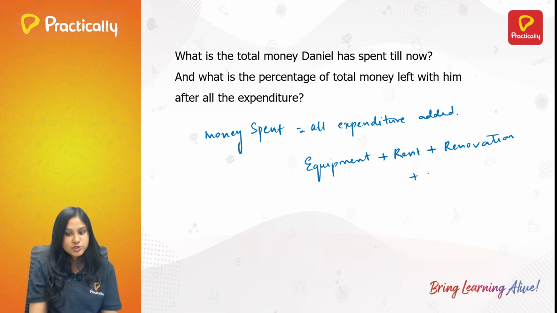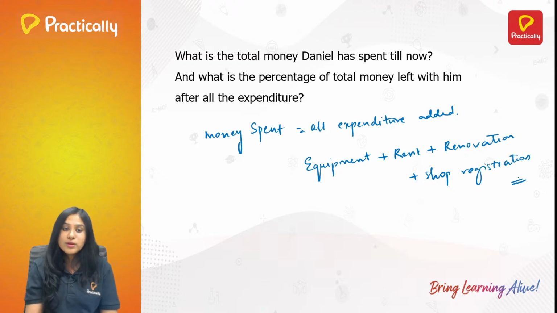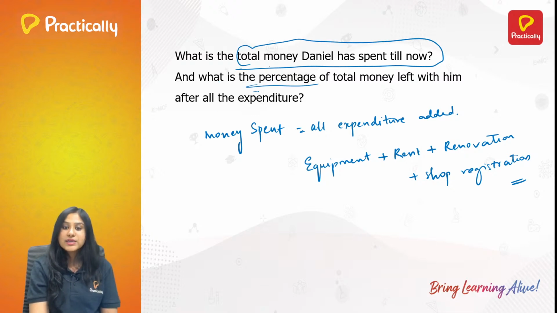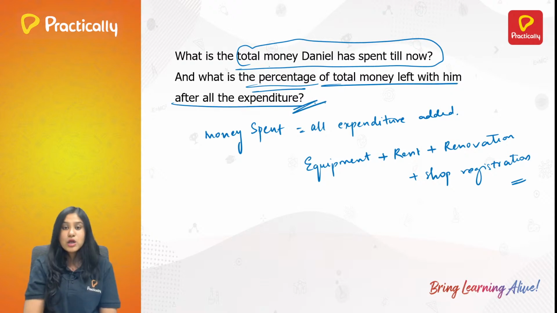For shop registration he has given. So add all the amounts so that you will be getting the total money Daniel has spent till now. Next, what is the percentage of total money left with him after all the expenditure? How should we do this? First, find the total money left with him. That is what we have done in this question.